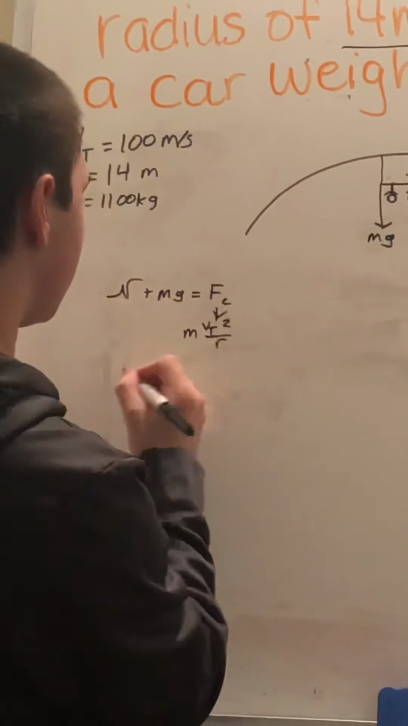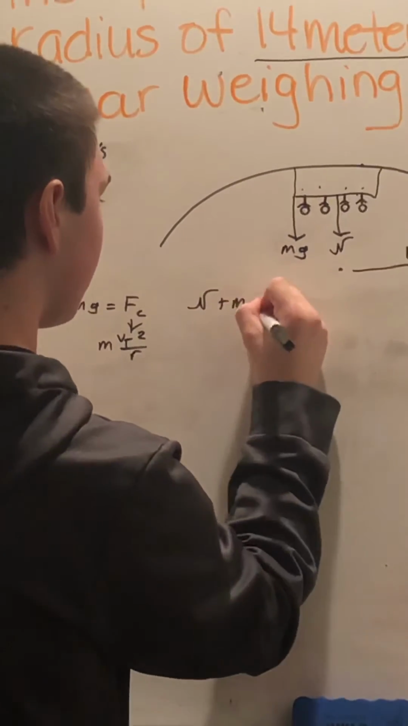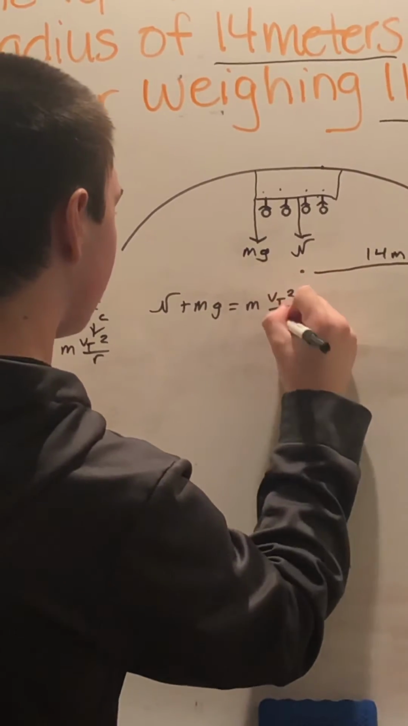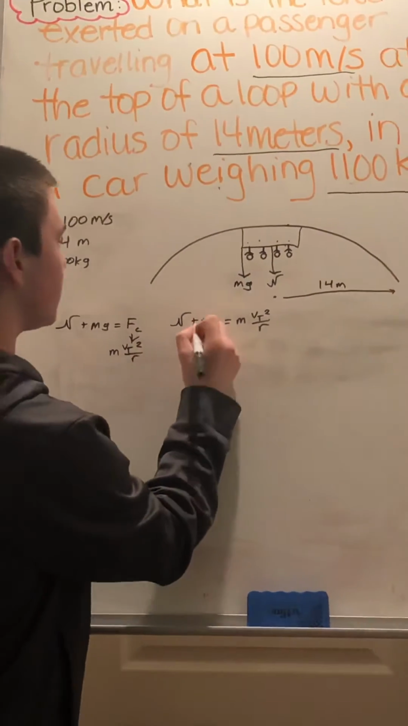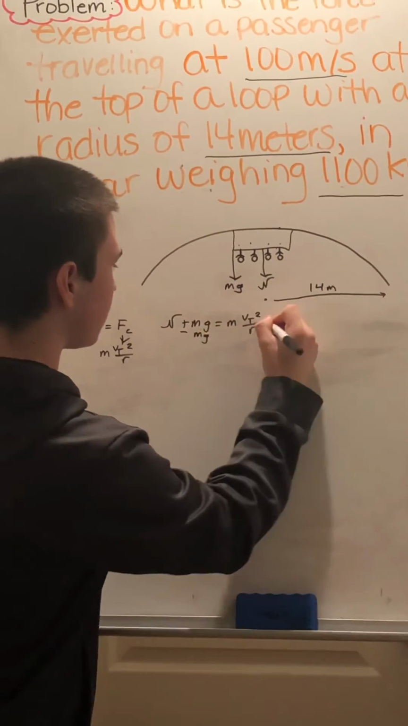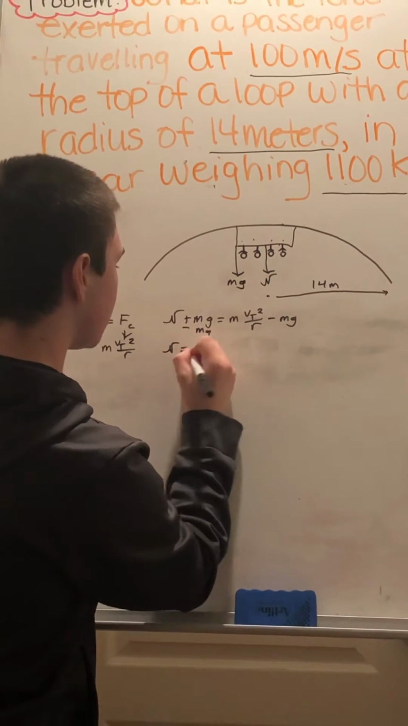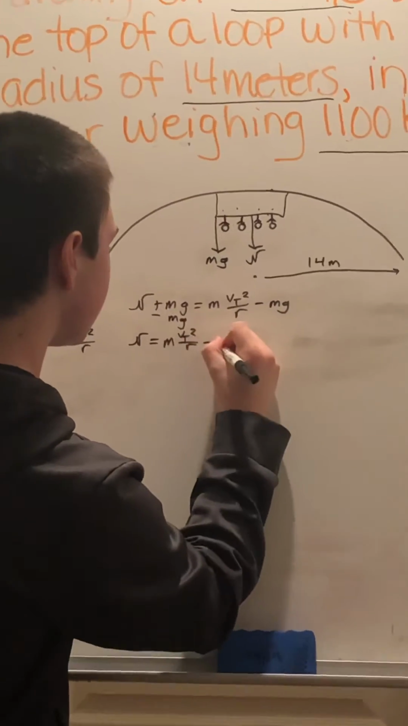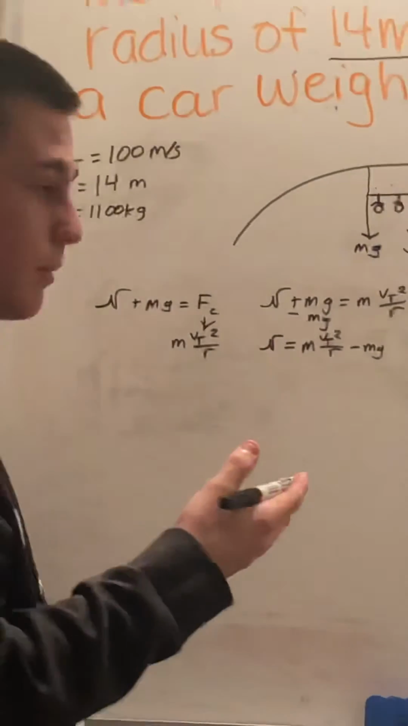So we can substitute this in, and this becomes the normal force plus mg equals the mass times the velocity tangent squared over r. And now we can solve for our variable, which is the normal force. So we can subtract the mass times gravity on both sides, leaving us with normal force equals mass times velocity tangent squared over r minus mass times gravity. And now with this equation, we can substitute in our numbers.